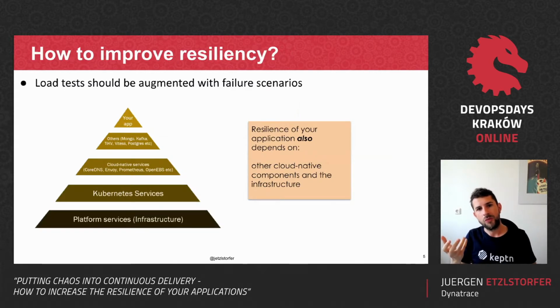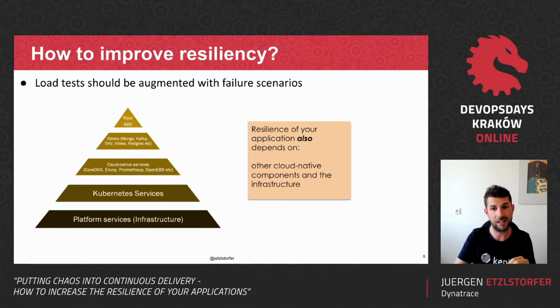So how can you improve and increase resilience? As I said in the beginning, load tests and performance tests should be augmented with some kind of failure scenarios. It's important that you do load testing, and there is even an engineering discipline called testing in production. But I also think doing chaos tests in earlier stages would really help you to increase the resilience of applications.